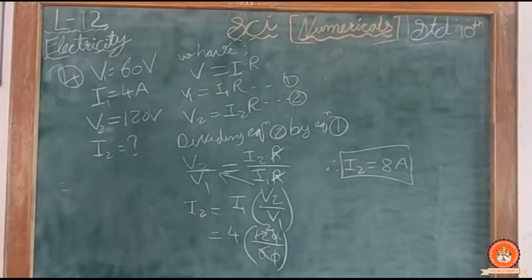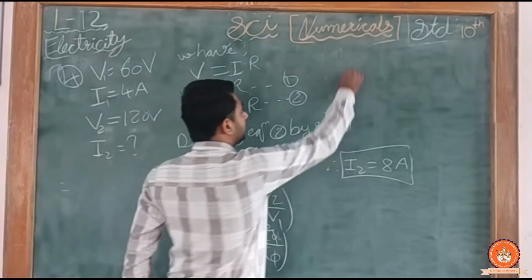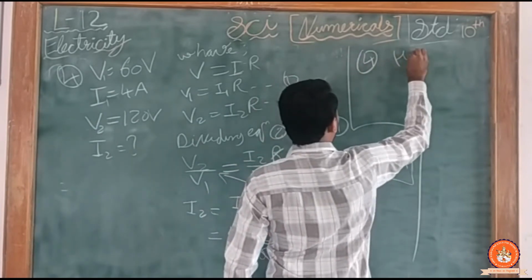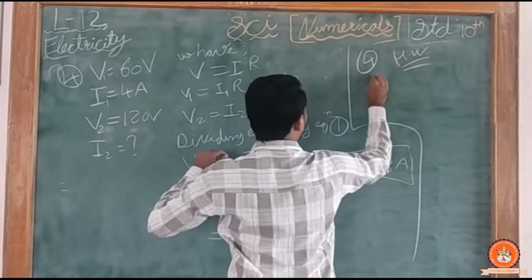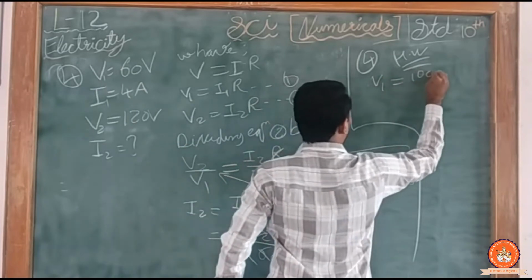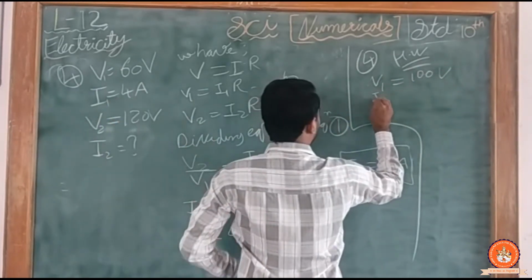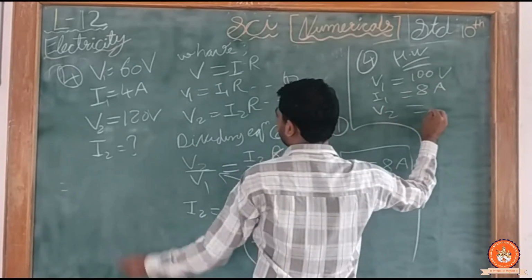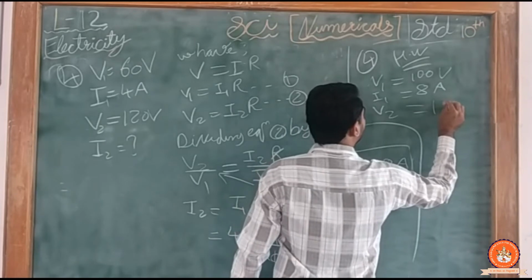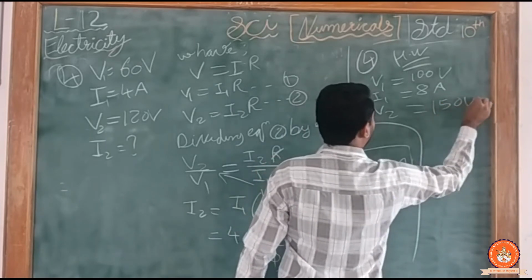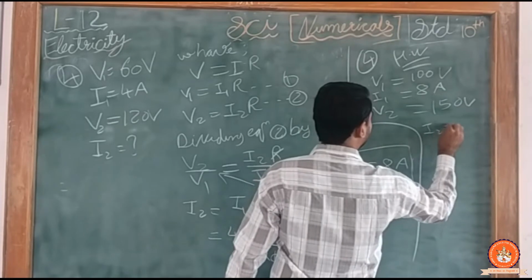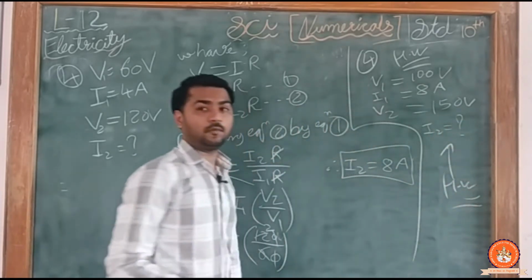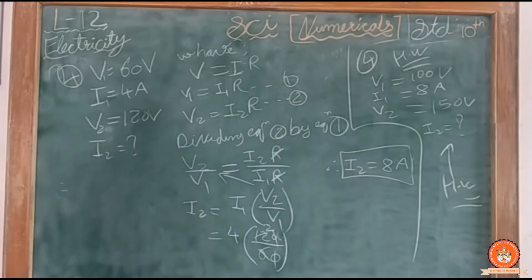But before doing this, I will give you homework for question number 4. In homework you have to take the value of V1 is equal to 100 volt, I1 is equal to 8 ampere, V2 is equal to 150 volt, and you have to find the value of I2. This sum will be in your homework. Write down this.